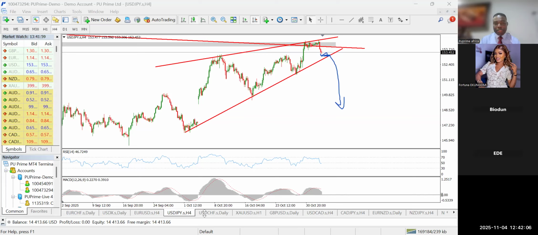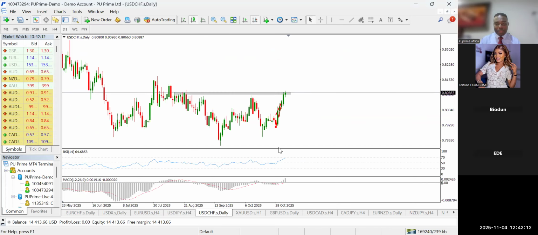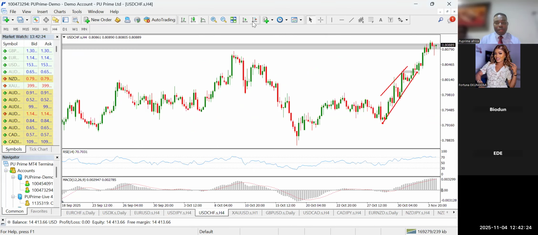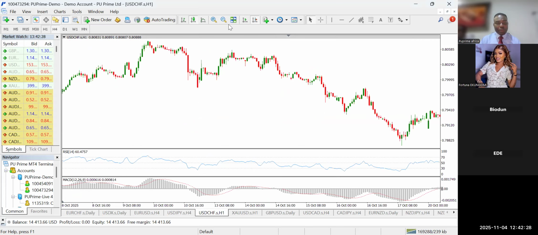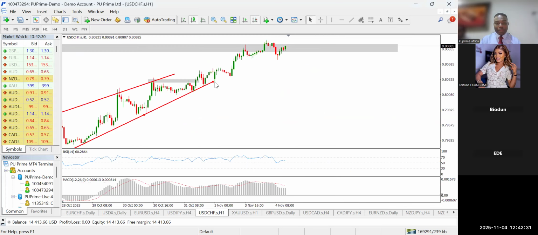And the USD CHF, I'm also holding a bearish outlook on the USD CHF. The price is still trading around the resistance zone on the daily time frame. So we'll still look out for a possible reversal in price. If you go down to the 4 hour, nothing is happening on the 4 hour. Then we'll go finally to the 1 hour time frame.